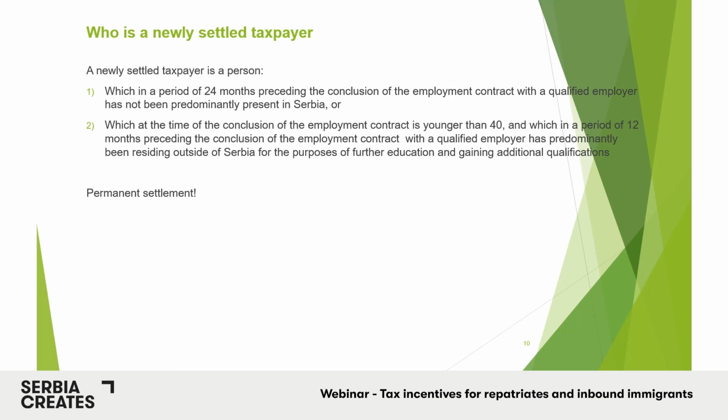Now, a newly settled taxpayer is a person who, in a period of 24 months preceding the conclusion of the employment contract with a qualified employer, has not been predominantly present in Serbia. So what we look at is a period of 2 years prior to the conclusion of the employment contract, and whether or not this individual has been predominantly outside of Serbia during this period. If a person comes to Serbia for, let's say, a vacation or to visit their family, this would not impede this condition, and they would still be deemed as not being predominantly present in Serbia, provided that they are, for example, fully employed and living in a different country and primarily staying there.